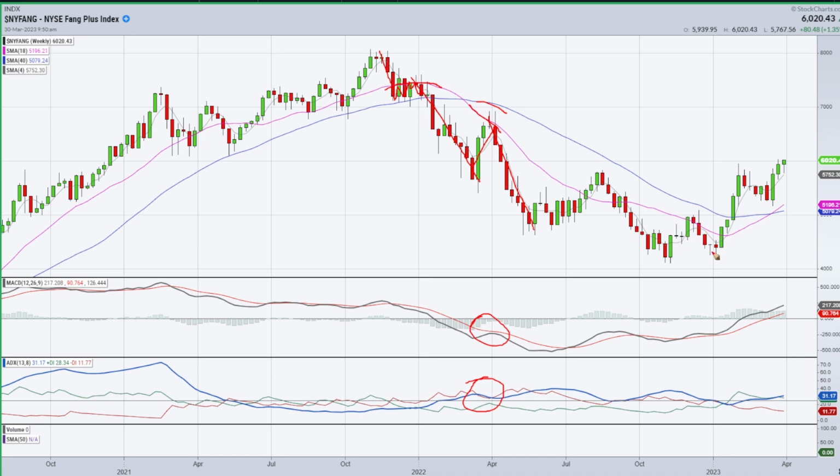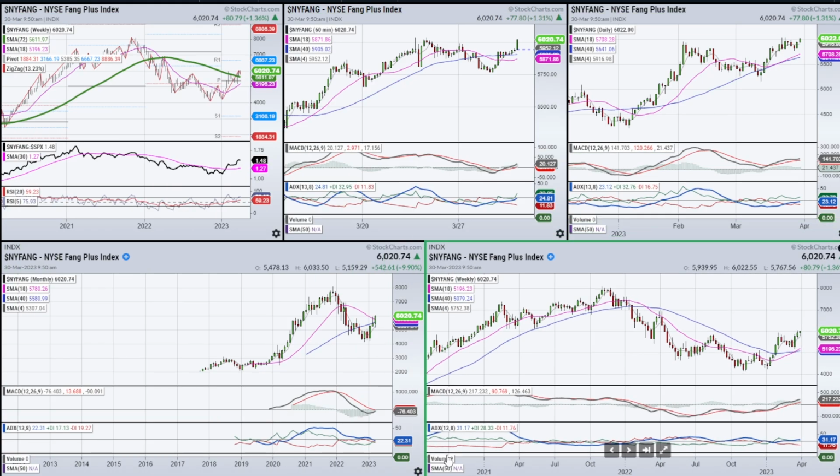Now, look at what's going on this time. Now we got a move to the upside, cross above the zero line. You get a pinch play, pull back to the 18 while it's crossing above the 40 with improving green DI and ADX. So we're getting the inverse of what's taking place here. Do I think it's as powerful as this move to the downside?